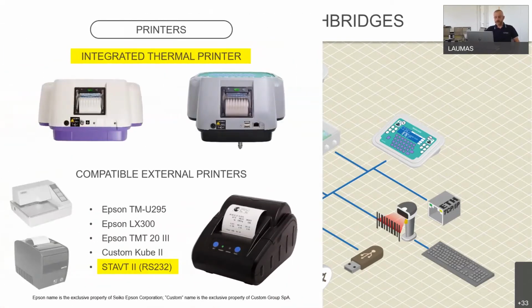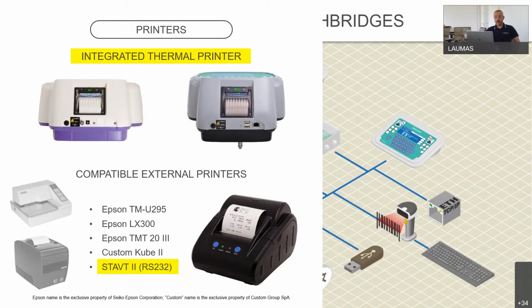Then both models are compatible with printers, of course. And regarding the printers, as LAUMAS, we can offer 2 solutions. We have our model Staff T2, which is a 32 column printer for desk installation. And then we have the model Plus 2, which is a 24 column printer that can be integrated directly in the W-Tab.